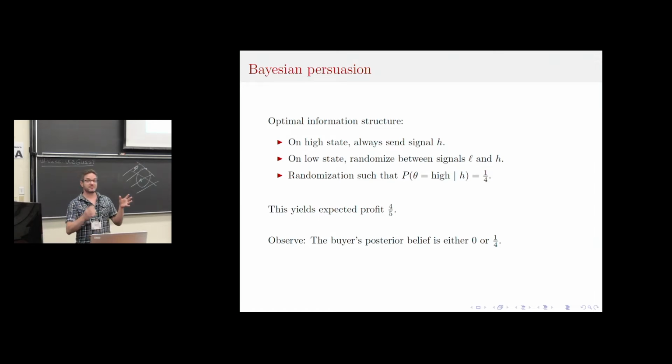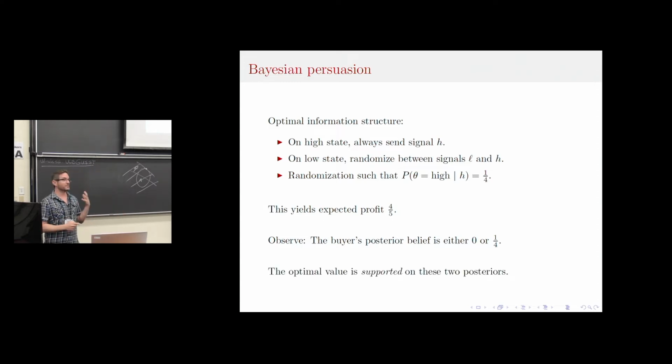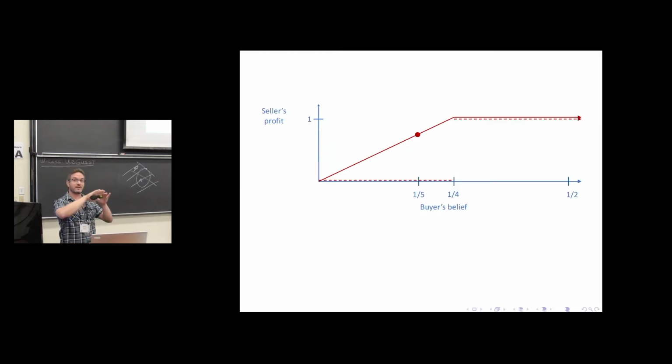Okay, so the expected profit is 4/5, and what I want you to notice is that if you look at the buyer's posterior belief, it's either 0 or 1/4. Right? If you got the low message, he believes that the good is high quality with probability 0. If you got the high message, it's 1/4. Okay, so we're going to say that the optimal value is supported on these two values. Right, these are the two endpoints of the line segment of the concavification where the optimal value appears. Okay, this is standard Bayesian persuasion stuff.